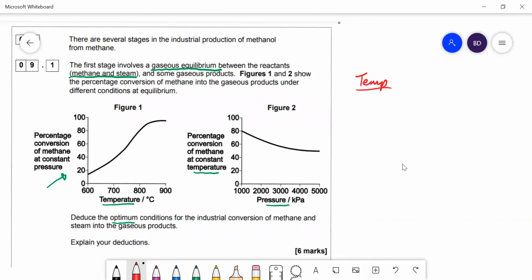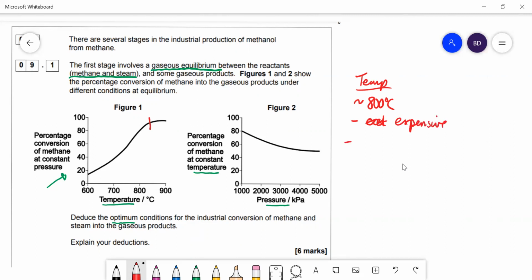Right, you would probably use, there's no point using a temperature higher than about there because you don't get any increase in yield. So you want the temperature of approximately 800 degrees C, and say why you wouldn't go any higher. There's no point going higher. Going higher will cost money, will be expensive. So that's why you'd use that.